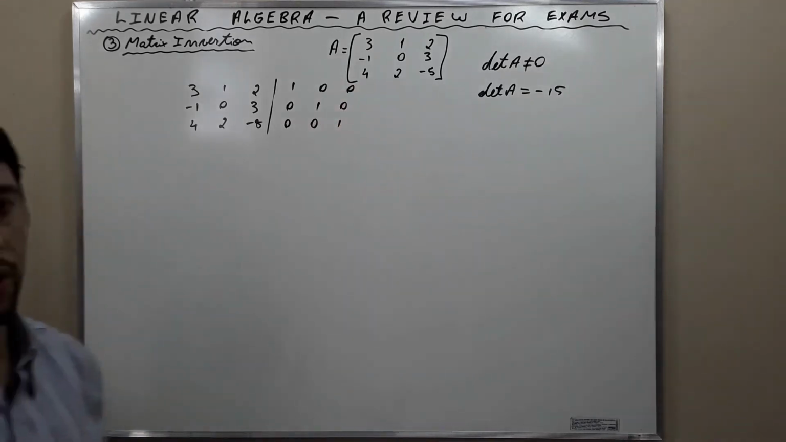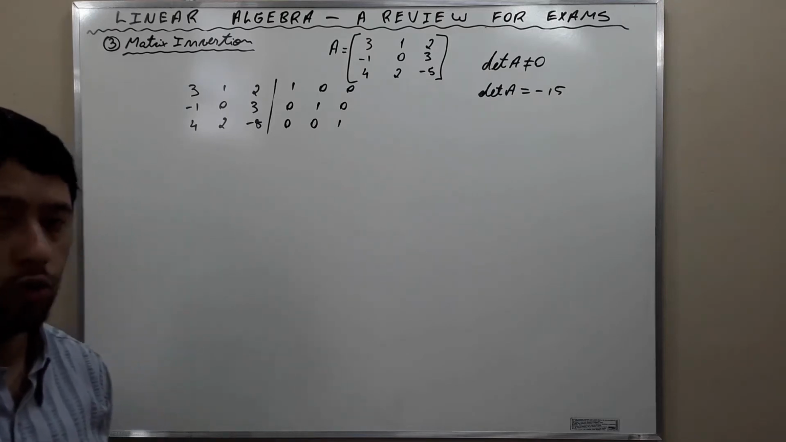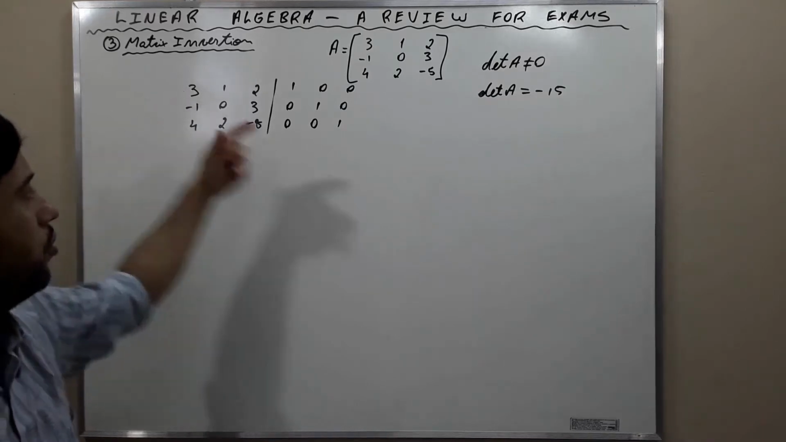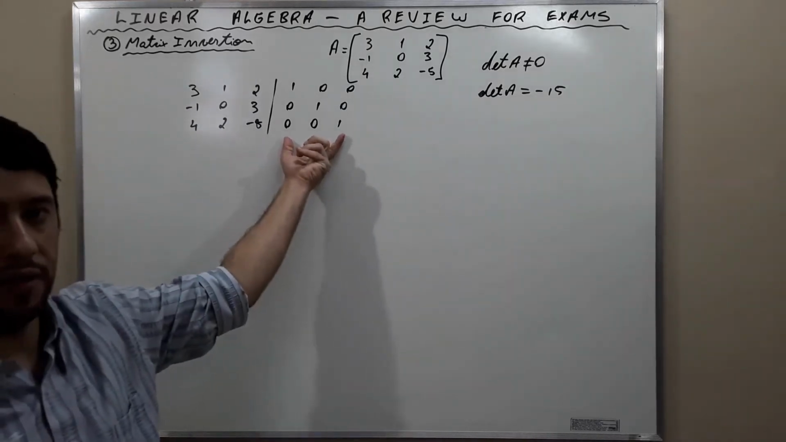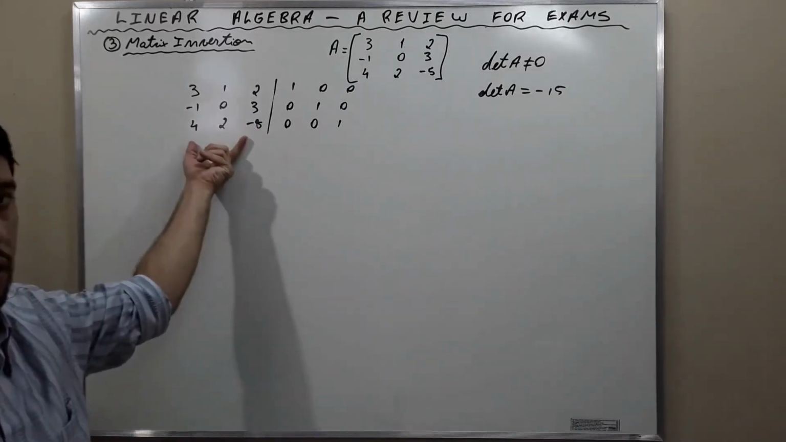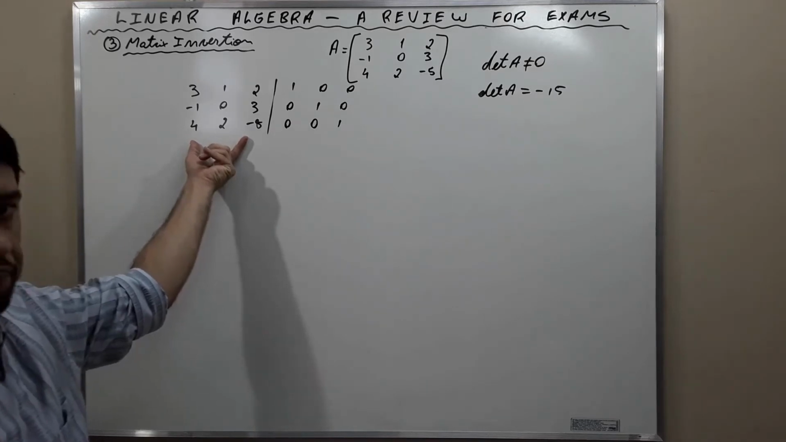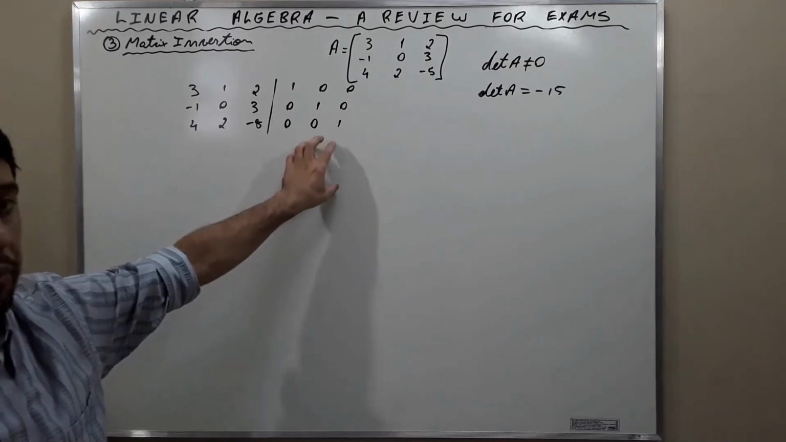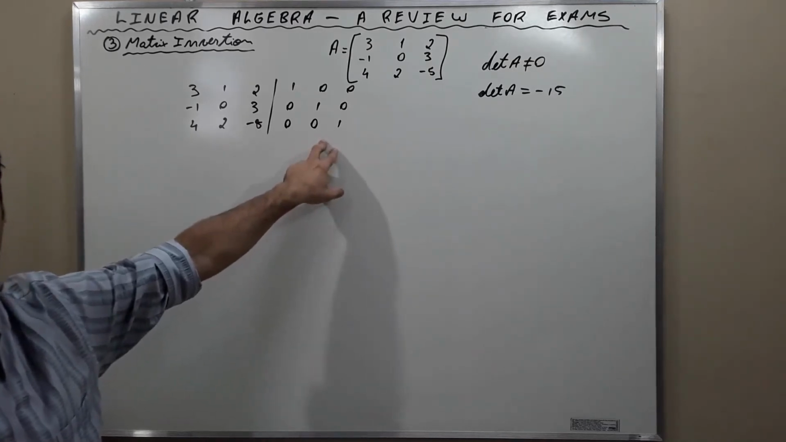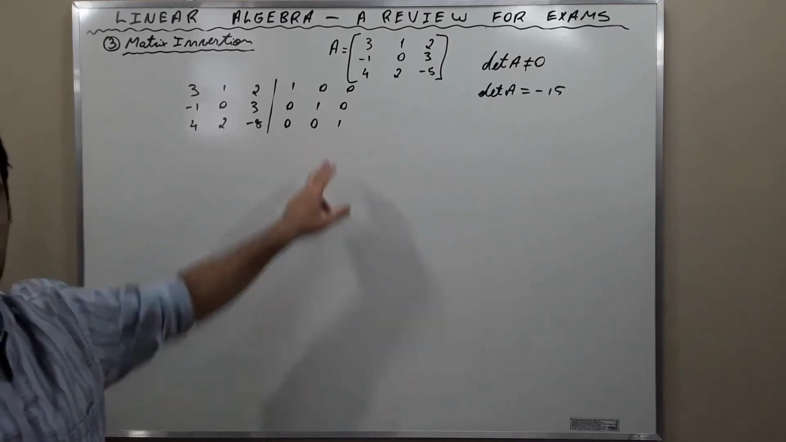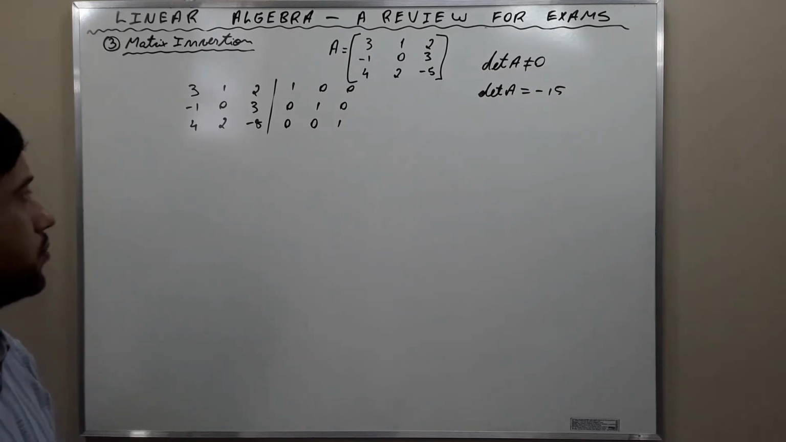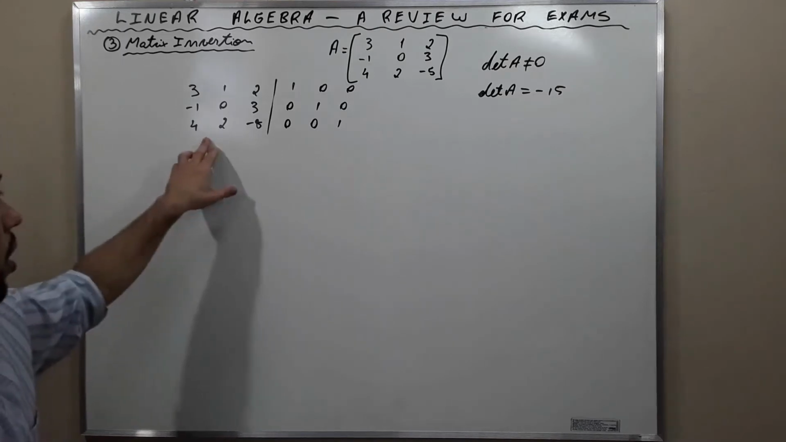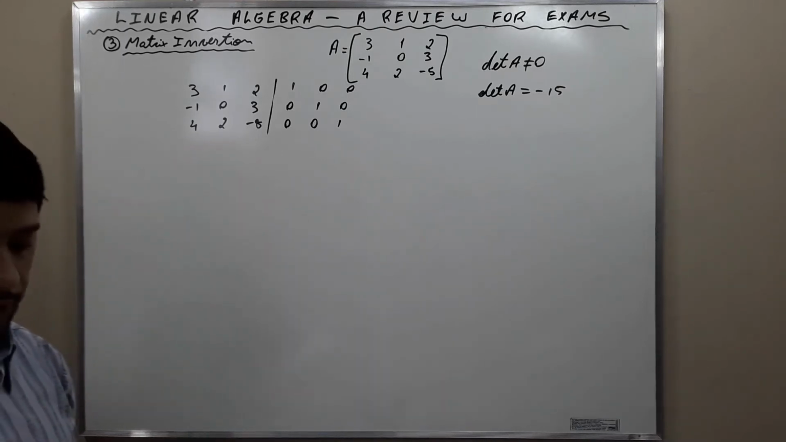Okay? We are going to operate on the rows of the original matrix until we find the identity matrix here at the left side. What's going to pop up at the right side will be the inverse of the matrix. Alright? So let's operate on the rows of this matrix here.